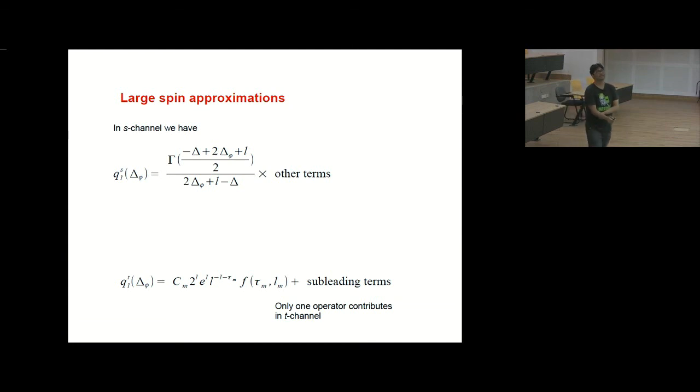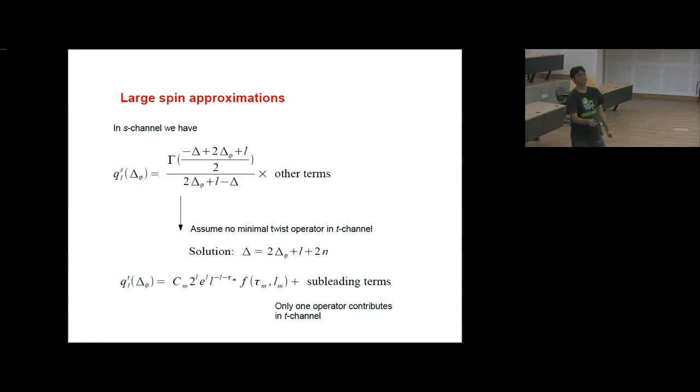The S channel, Qs, symmetrically it has this form. So what's the importance of this thing is that if we assume that the T channel is absent, there is no minimal twist operator in the T channel, this thing can be 0, which should be 0 if this term is absent. It can be 0 only if the delta has this value. So what it means is I have obtained the form of double trace operators only by just looking at this form of QS that appears in the TS channel.